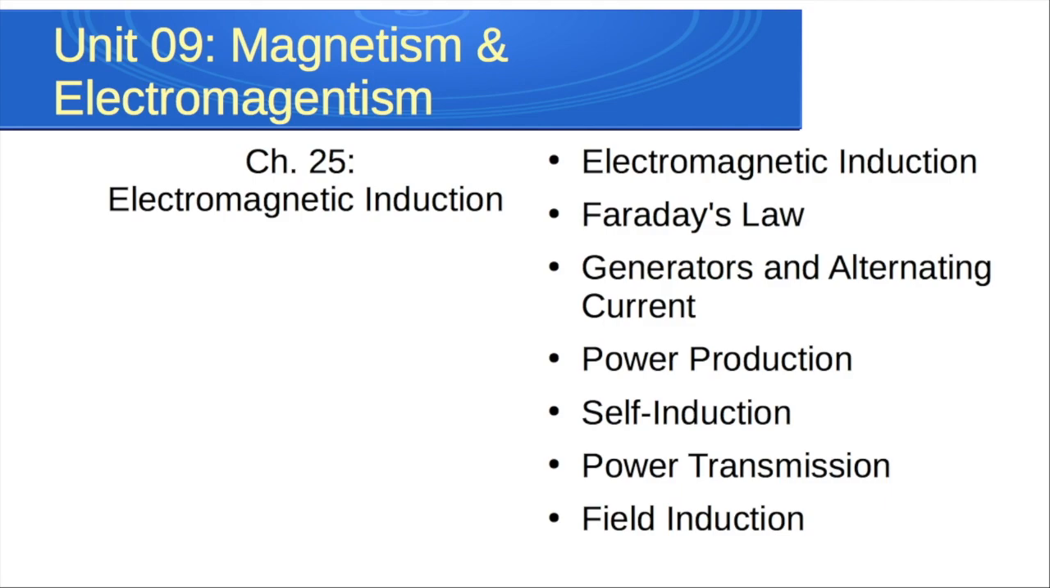So we're starting the second half of Unit 9 here, which is the Electromagnetic Induction piece, Chapter 25. We're going to talk about electromagnetic induction, Faraday's Law, and how that relates to things like generators, alternating currents, power production, self-induction, transmission, field induction. Something called Lenz's Law goes along with this too.